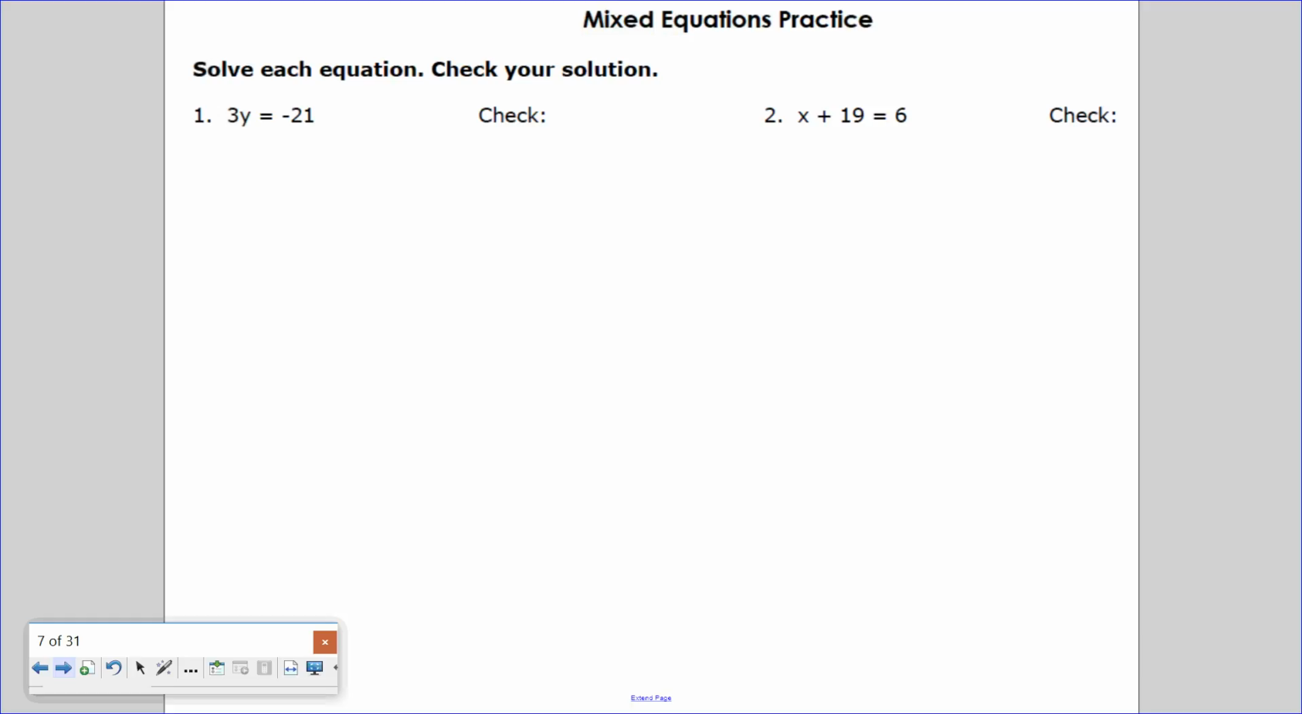So let's look at number 1. Number 1, 3y equals negative 21. I need to isolate the variable y. The operation is multiply. What is the inverse operation of multiply?